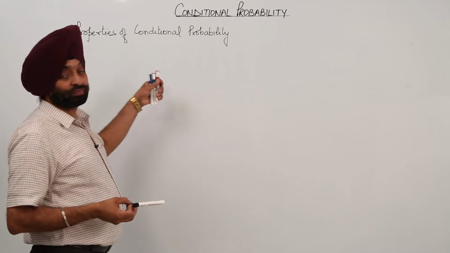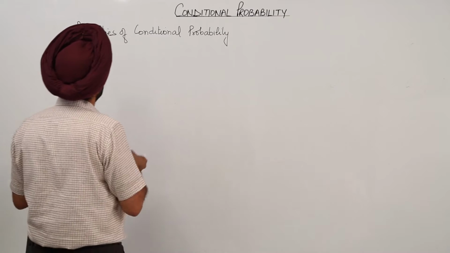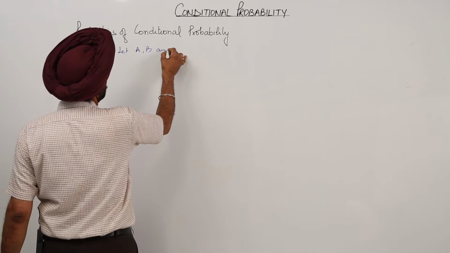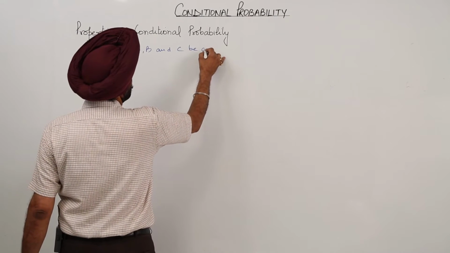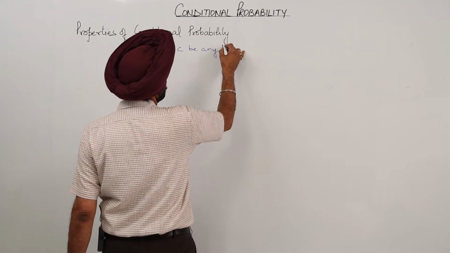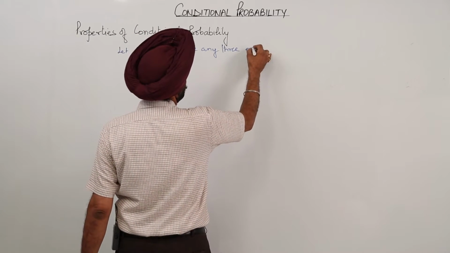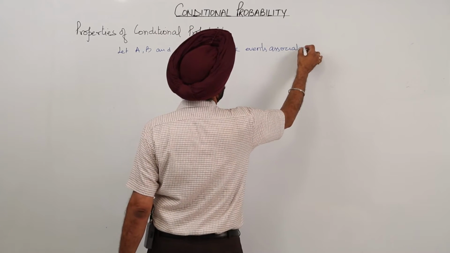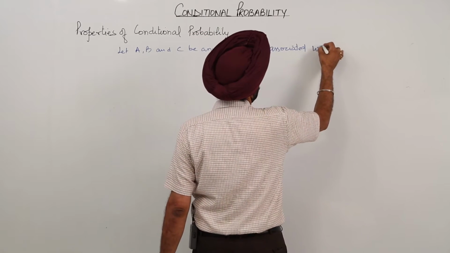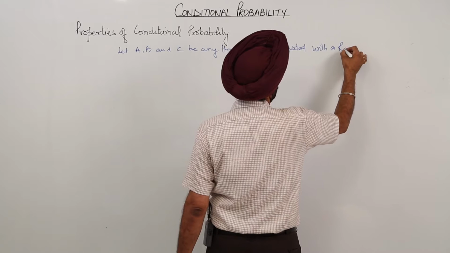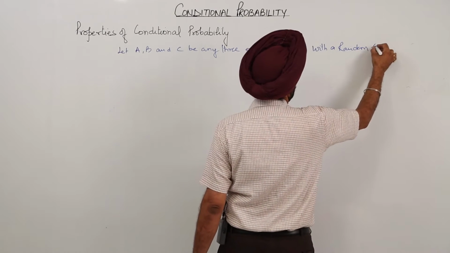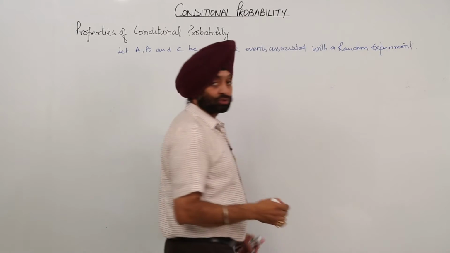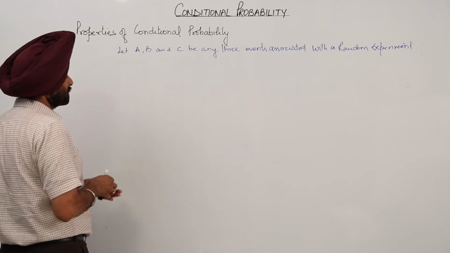Now, properties for the conditional probability. Now, let A, B and C be any three events associated with a random experiment. Now we are having here few properties which are going to apply while doing the questions. Now what the properties or what the results are?